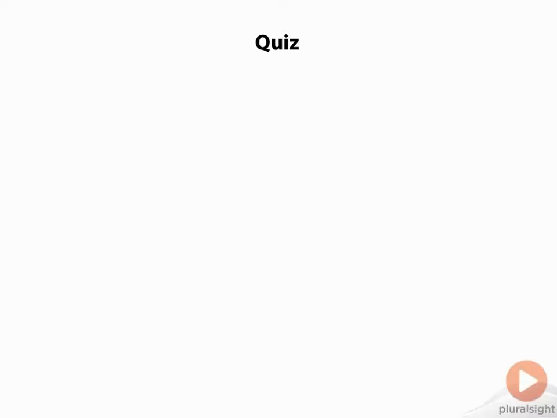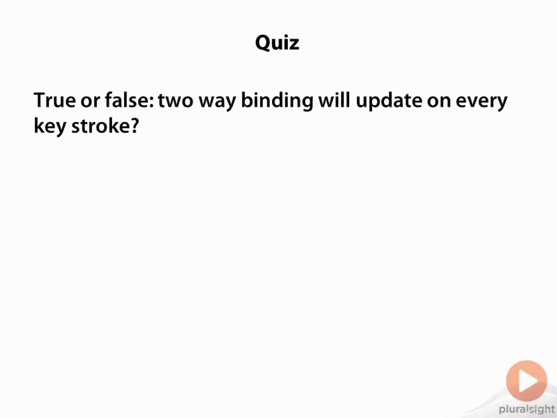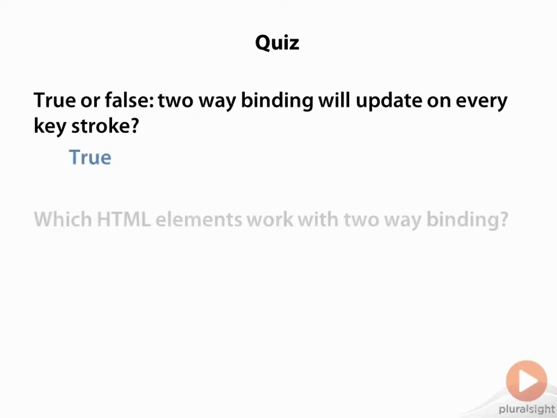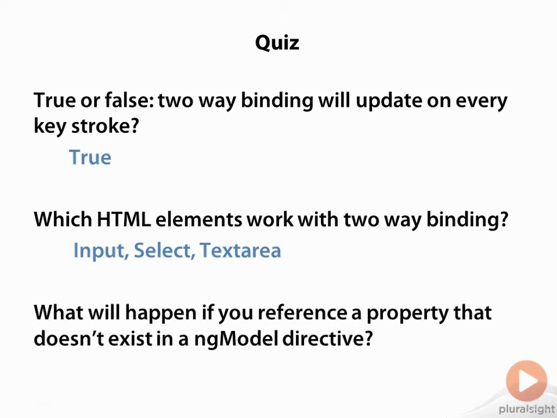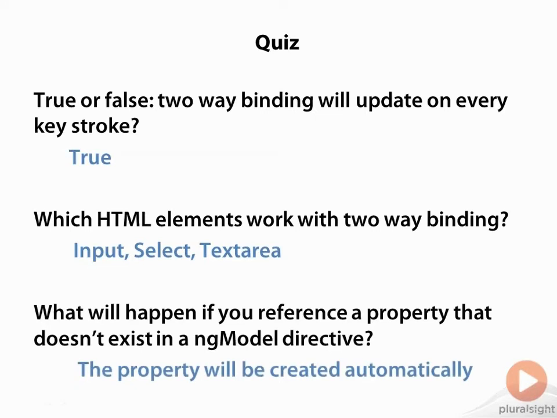Now let's wrap up two-way binding with a quick quiz. True or false, two-way binding will update on every keystroke. This is true. Which HTML elements work with two-way binding? That is the input, select, and text area elements. What will happen if you reference a property that doesn't exist in a model directive? Whenever you reference a property that doesn't already exist, Angular will create that property for you on the scope.